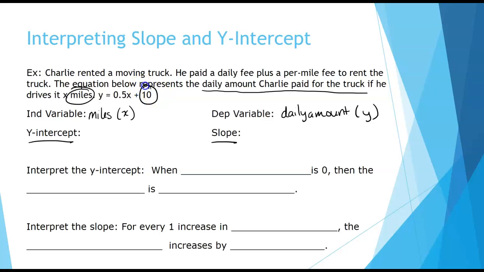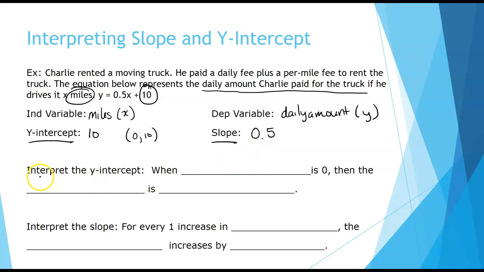Remember, the y-intercept is the constant that doesn't have a variable. So in this case, it's 10. If I were to write that as a point, don't forget it would be (0, 10). The slope is the number that's with the x, so that's 0.5.